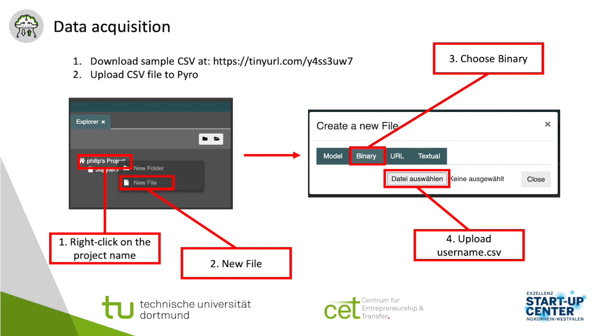Now there is a Select File button at the bottom, which opens the file browser of your computer. Afterwards, the previously downloaded username.csv file should be selected and the upload confirmed. At this point, it should be made clear that the file is always uploaded to the directory of the project selected with the right click.